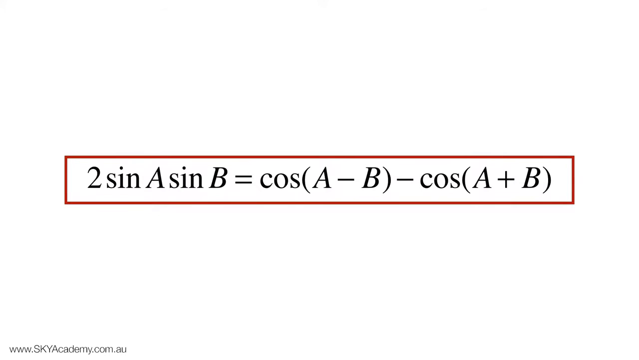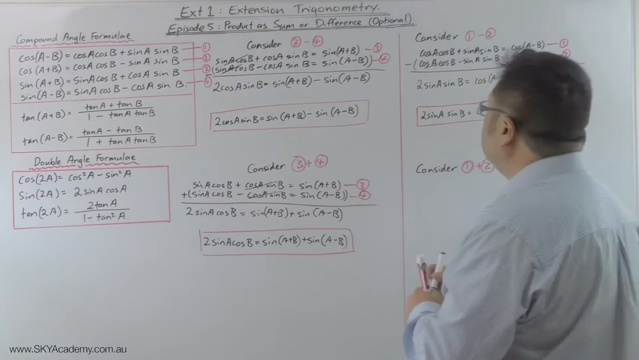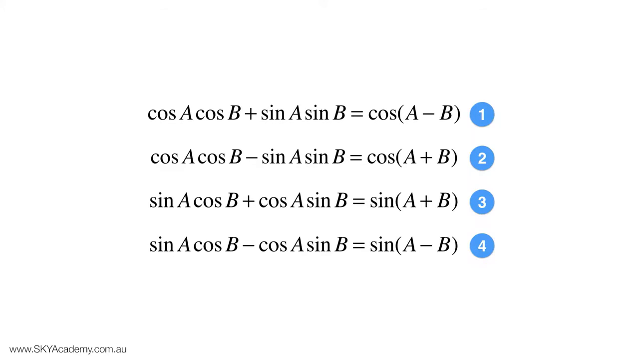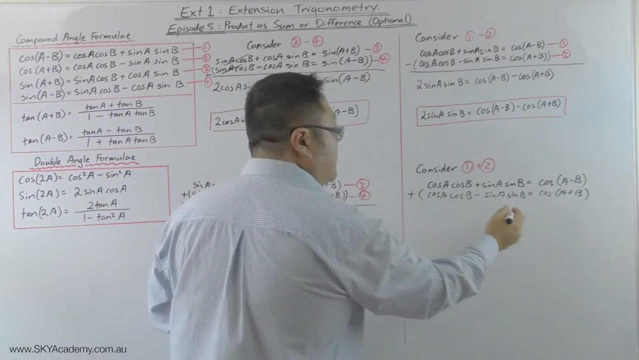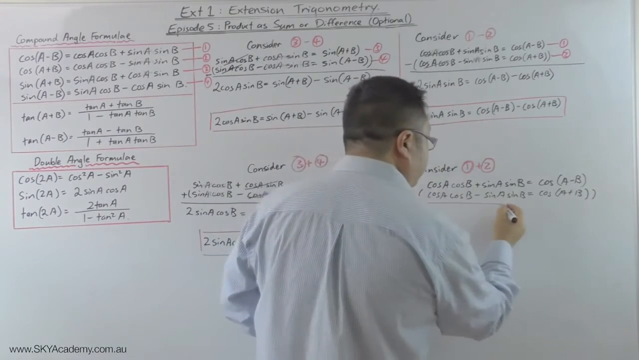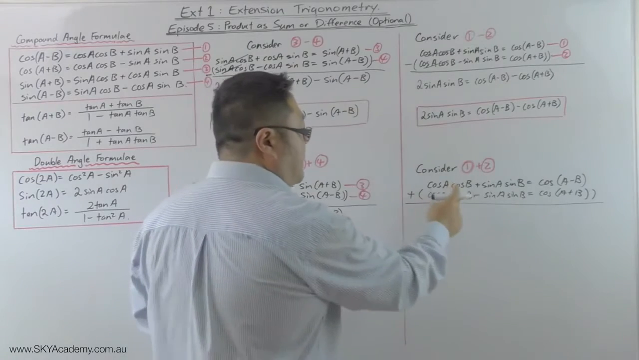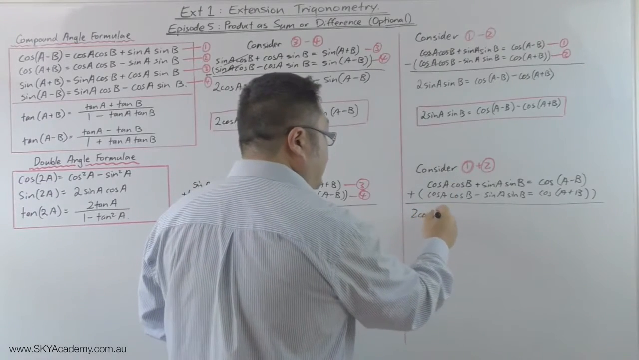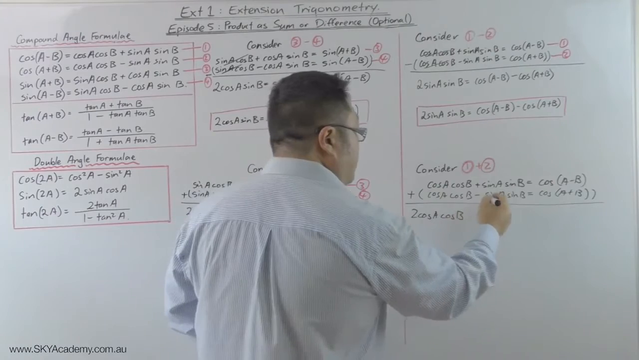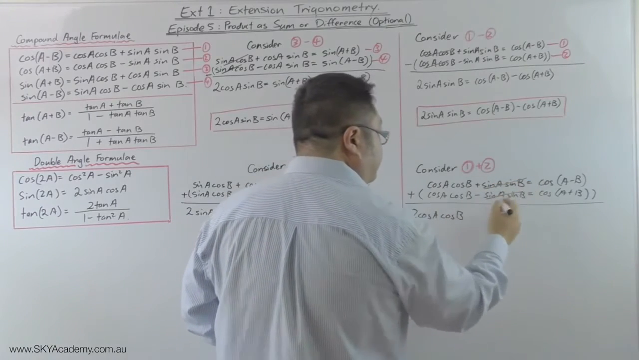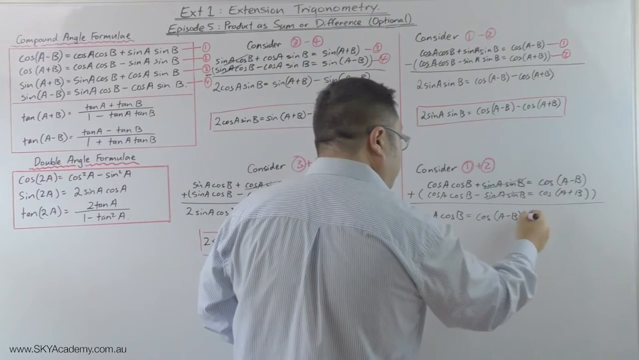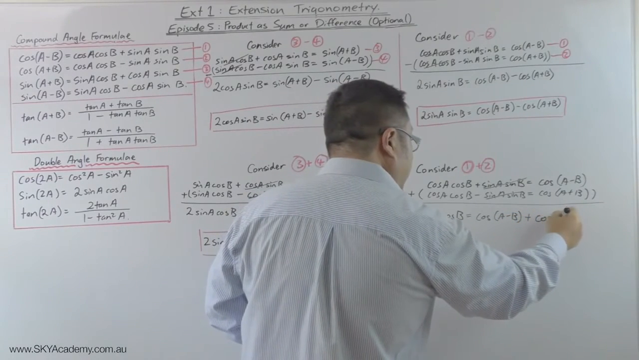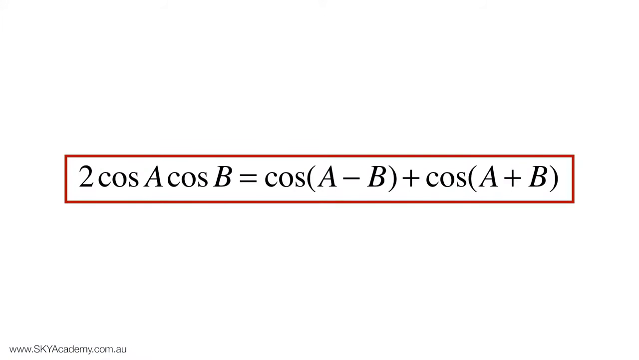Now let's look at the last one. This time we're adding 1 and 2, so we can pretty much write the same thing, but we're going to add. So let's add all of that together. That plus that gives you 2 cos A cos B. The sine terms cancel, leaving you cos A minus B plus cos A plus B.